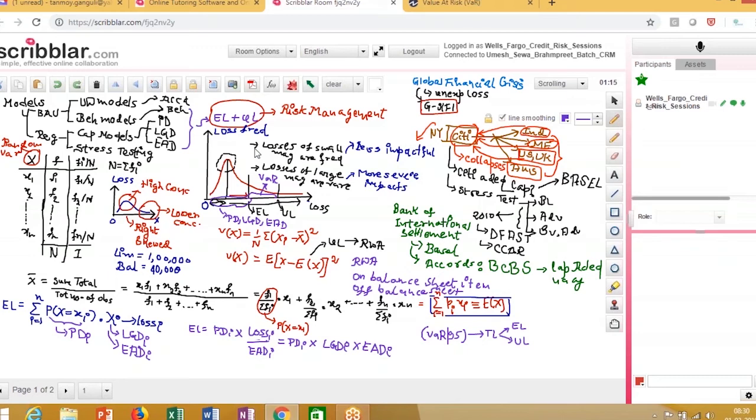Now, once I have an estimate of the unexpected loss, that unexpected loss is estimated using RWA. So your RWA is an unbiased estimate of your unexpected loss. So when you are computing your unexpected loss, what you are actually computing is your risk-weighted assets.